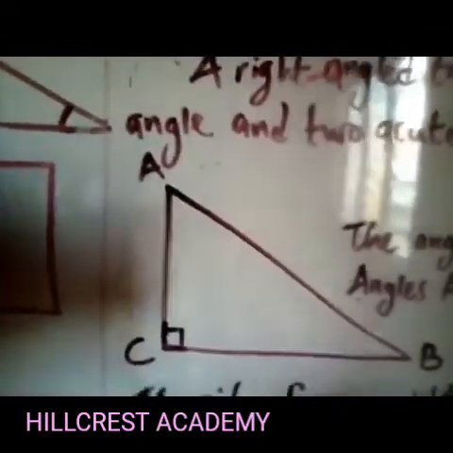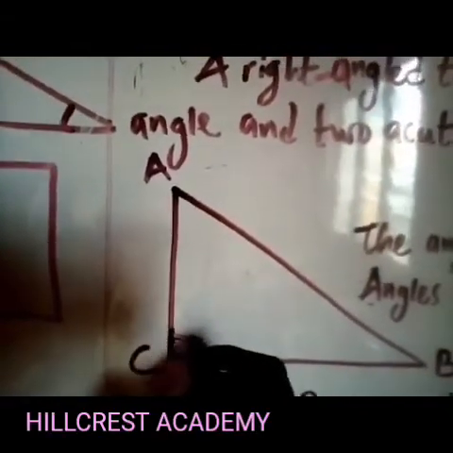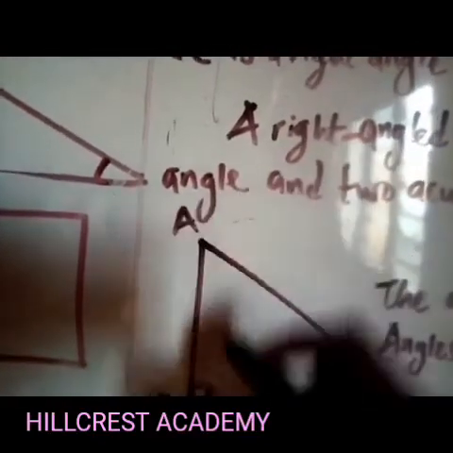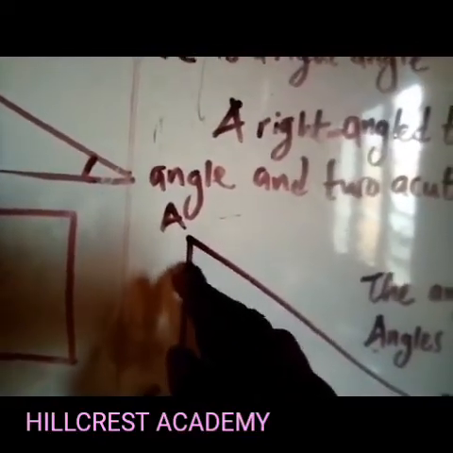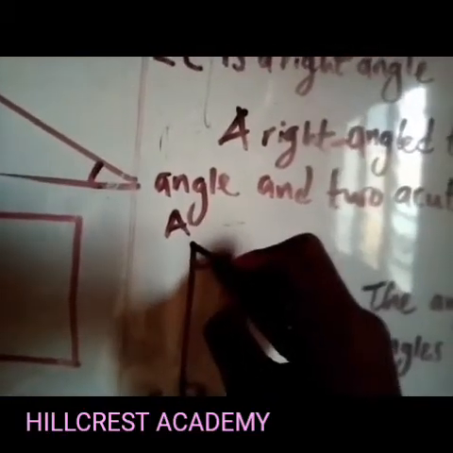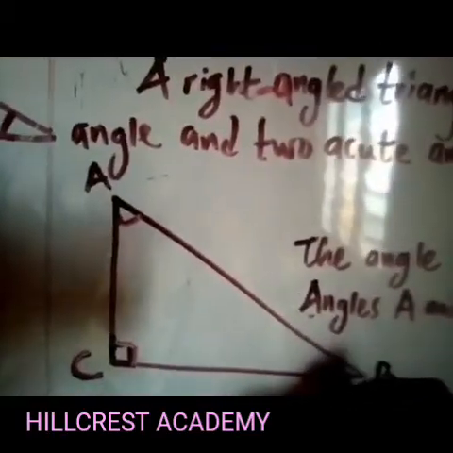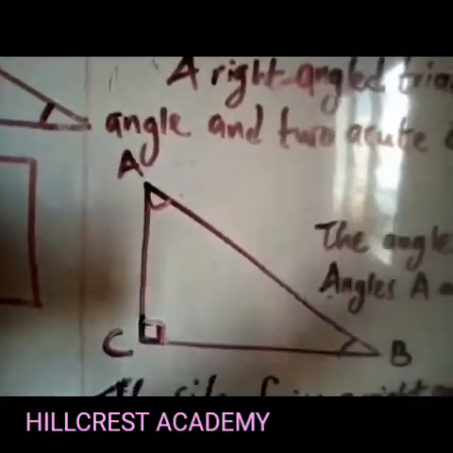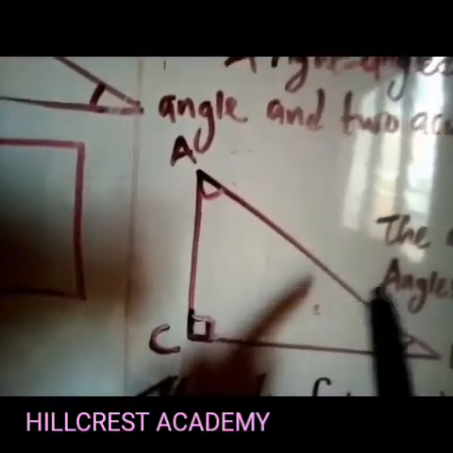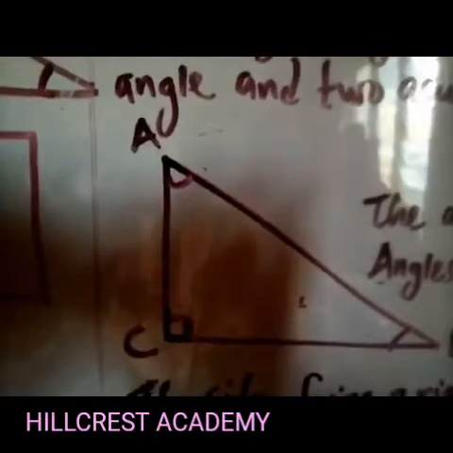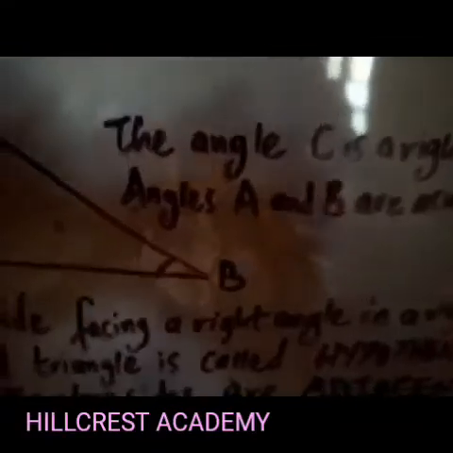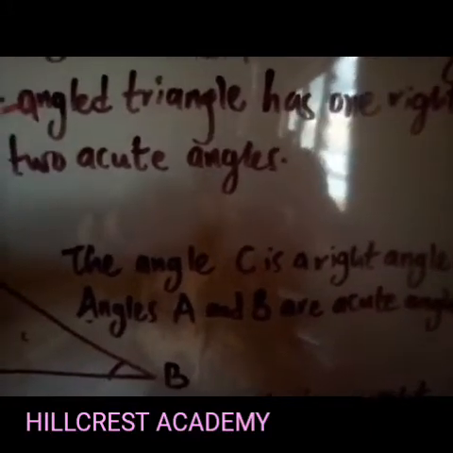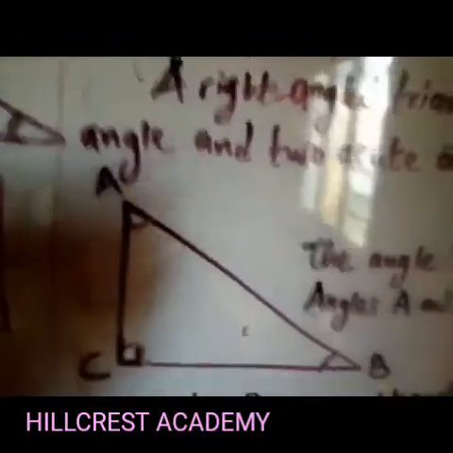Looking at the bottom here, this is a square corner. This is a right angle, that's angle C. The one at the top, A, is not a square corner, so it is less than 90 degrees. This one is an acute angle, and this is another acute angle. So it must have one right angle and two acute angles. The angle C is a right angle. Angles A and B are acute angles. I've explained that already. Now let's go down a bit.